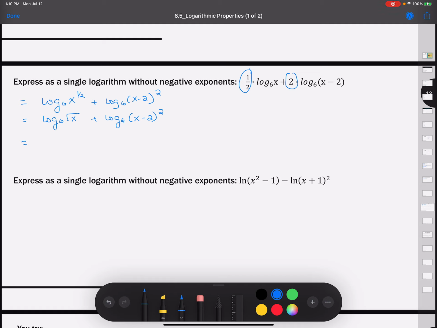Okay? So now I move the factors into the power position and went from exponential to radical form in the second step. And now I'm going to turn it into a single logarithm by using property number 6. So now this is going to become log base 6 of the square root of x times x minus 2 quantity squared.